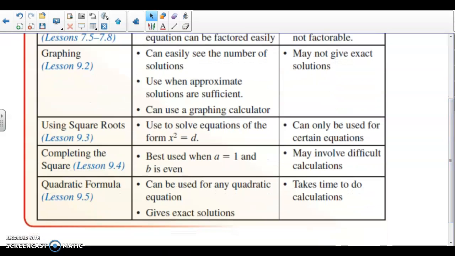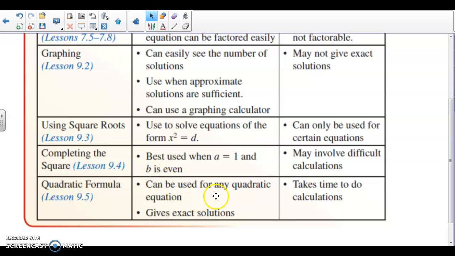Using square roots, this is the easiest if you have just one thing squared equals a number. That's when square roots is the best. So if that's the situation, like x squared equals 9, well, great, solve using square roots. Completing the square is best when the a value is 1 and the b value is even, they say. So that way it kind of avoids fractions. So when the a value is 1 and it's not easily factorable, then completing the square is a good choice.